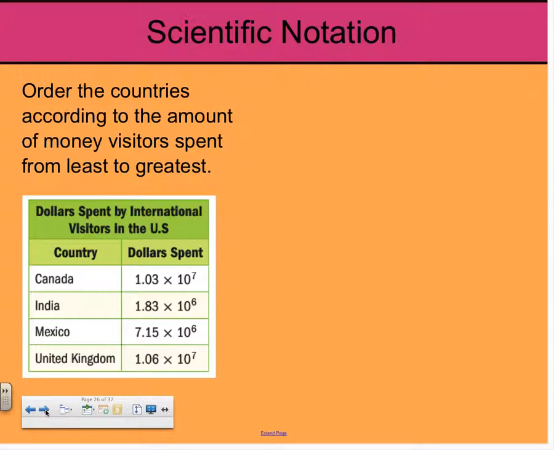So for the next example, we're going to look at several numbers that are written in scientific notation and try to get an understanding or a concept for putting these numbers in order. So if we look at this table, we have dollars spent by international visitors in the U.S. So we've got visitors from Canada, from India, Mexico, and the United Kingdom. And those numbers written in scientific notation represent the amount of money they spent in the U.S. Now, what they're asking us to do is order the countries according to the amount of money the visitors spent, and we're ordering them from least to greatest.